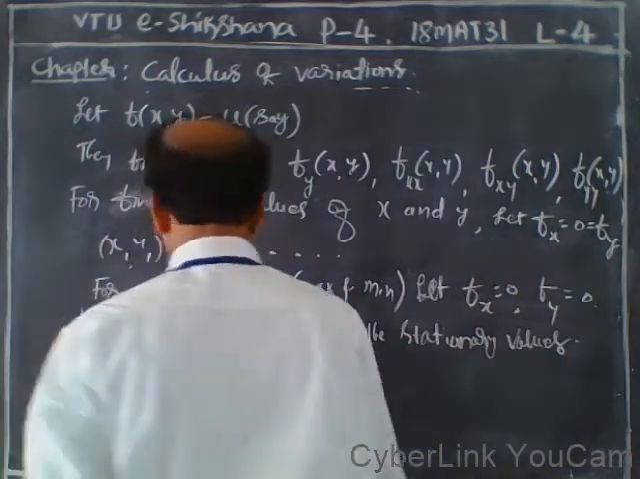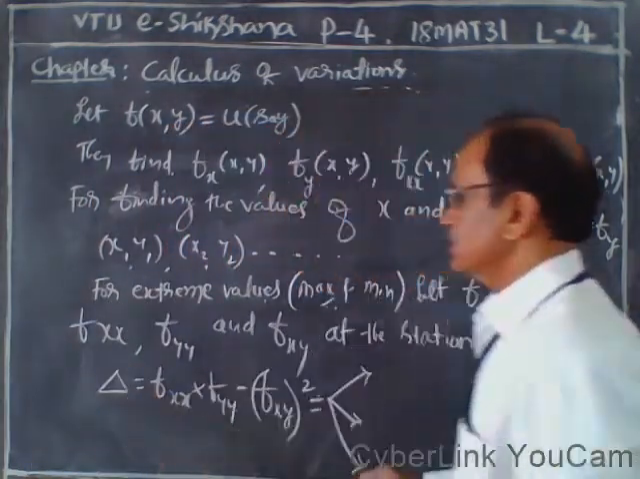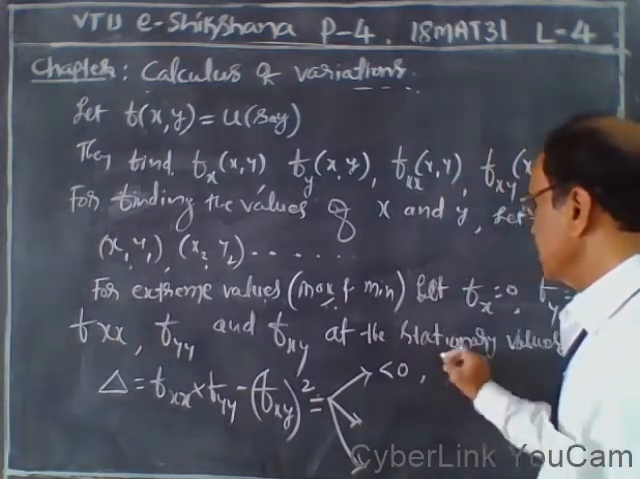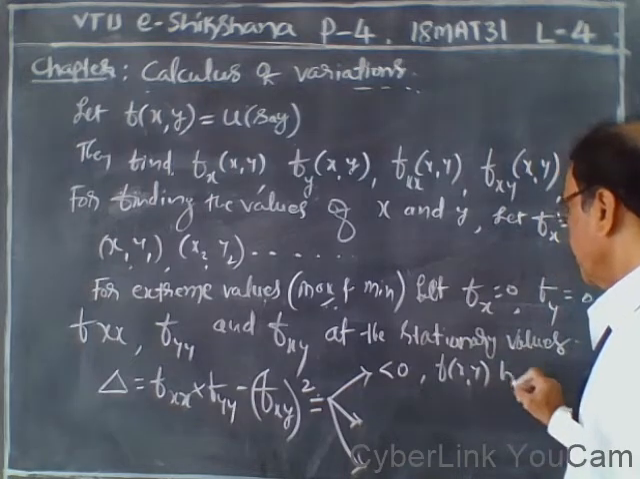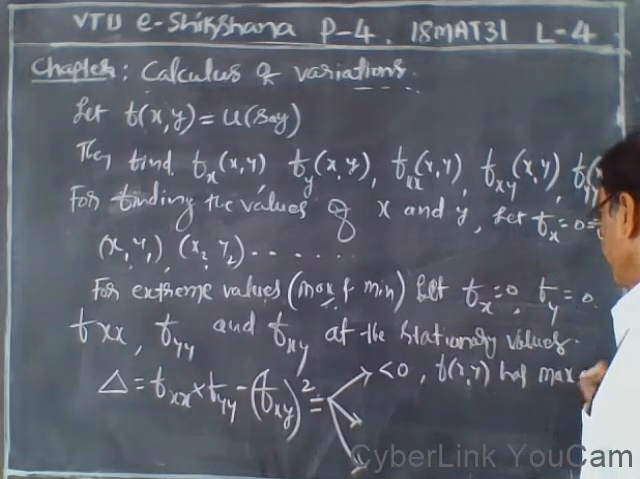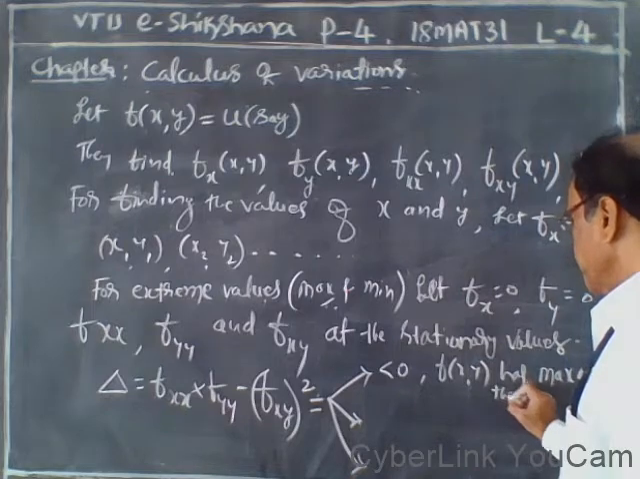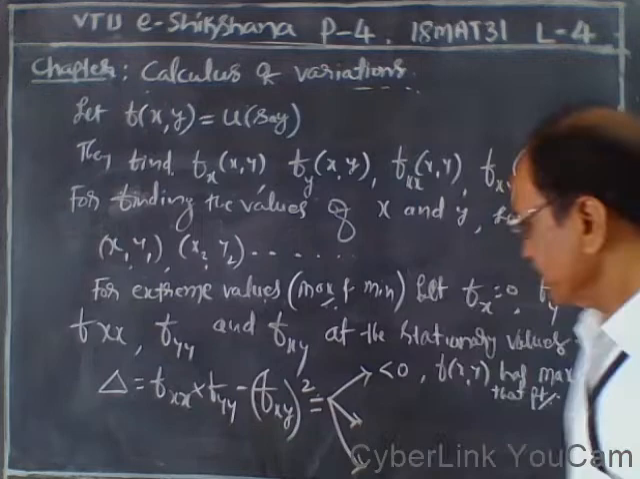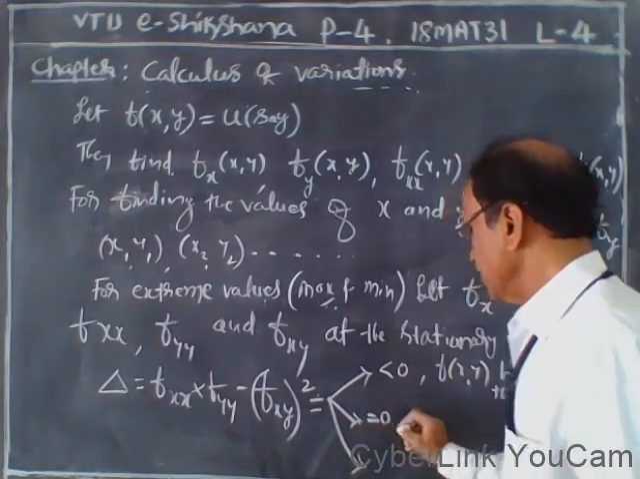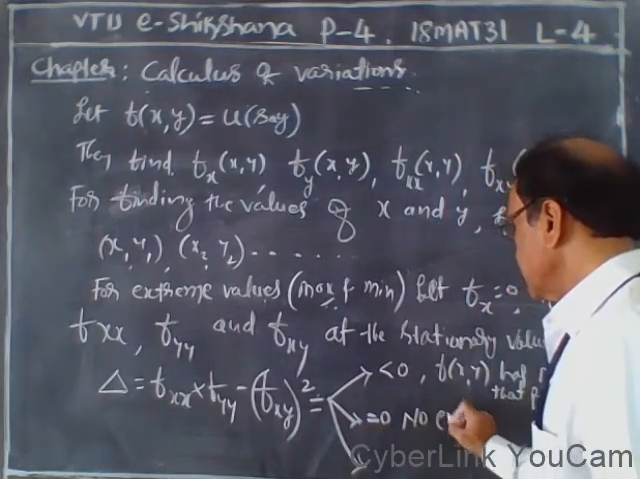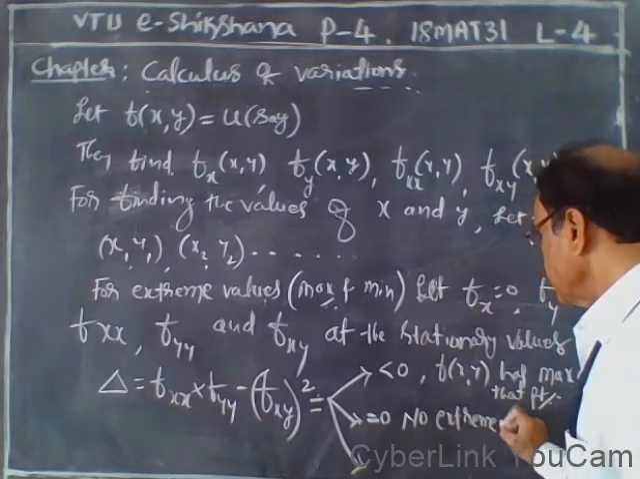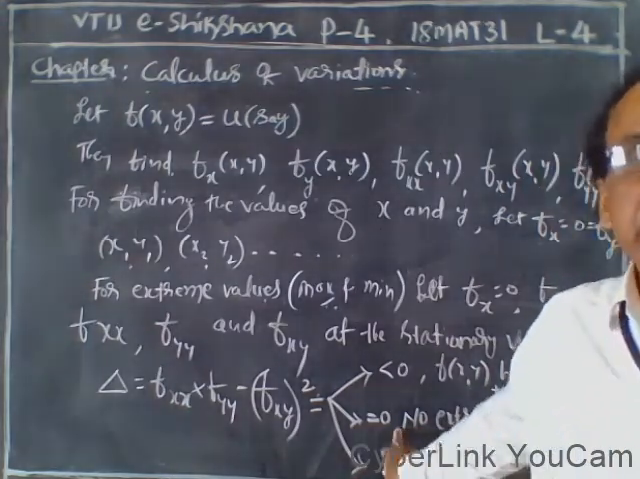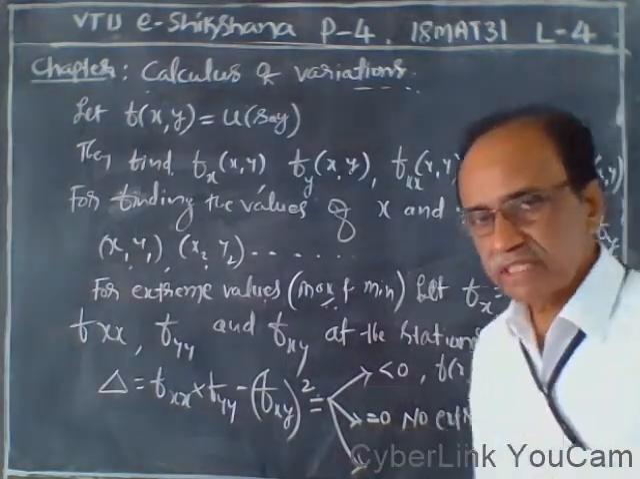Maximum and minimum. If the discriminant is less than 0, then f of x comma y has a maximum at that point. Which point do we consider? At that point. And if it is equal to 0, there are no extreme values. That means this needs further investigation, like we have discussed.